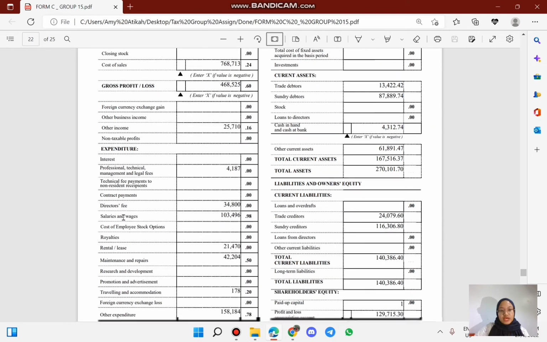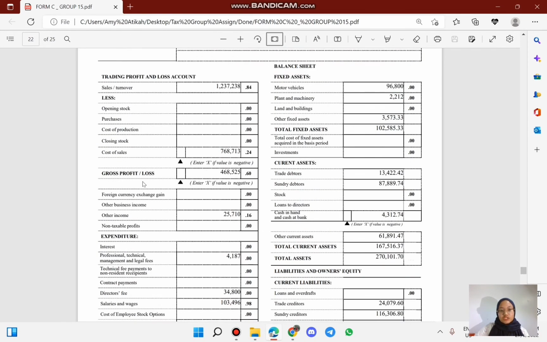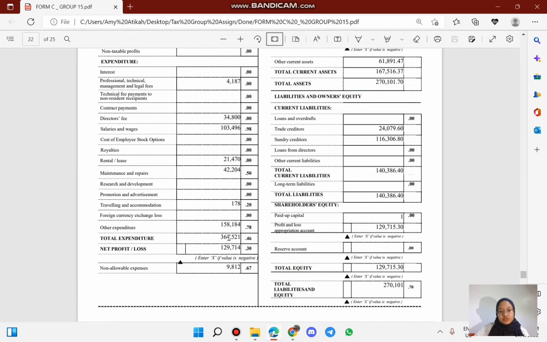And as for the expenditure, we have professional technical management and legal fee, director fee, salary and wages. We have rental lease, maintenance and repair, travelling and accommodation. And then we have other expenditure. Then we have total of the expenditure to get total expenditure amount. And in order to get the amount for net profit or loss, we have to get the gross profit or loss, plus we add with other income, and then we have to minus with total expenditure to get the net profit or loss, and the total of non-allowable expenses, which are depreciation.